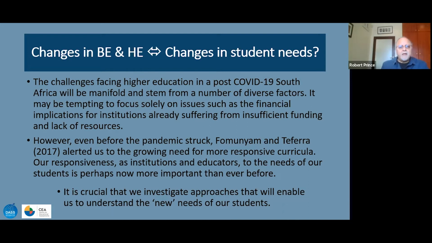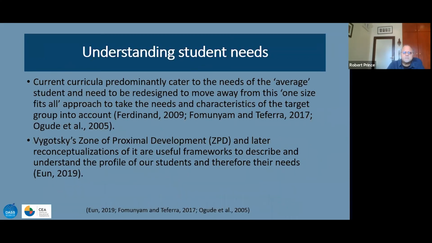However, even before the pandemic struck, Formaniam and Tefera alerted us to the growing need for more responsive curricula. Our responsiveness as institutions and educators to the needs of our students is perhaps now more important than ever before. It is crucial that we investigate approaches that will enable us to understand the new needs of our students under the current circumstances. Next slide, please, Sanette.